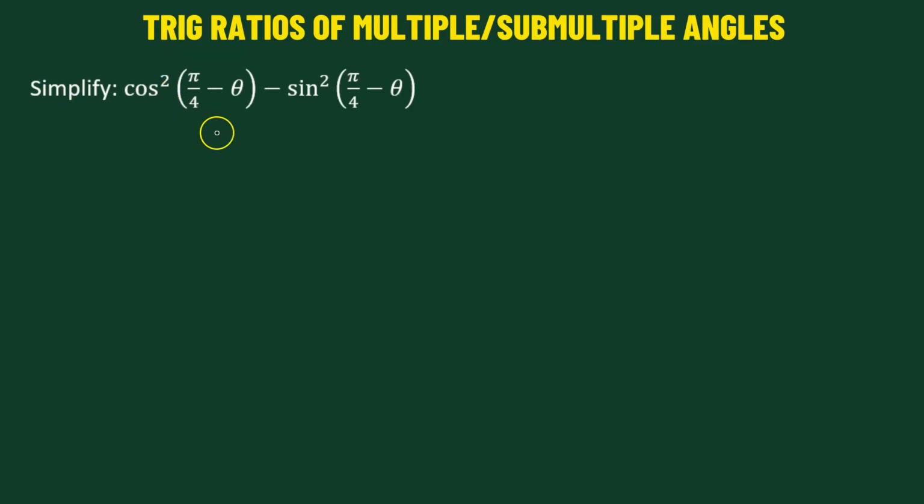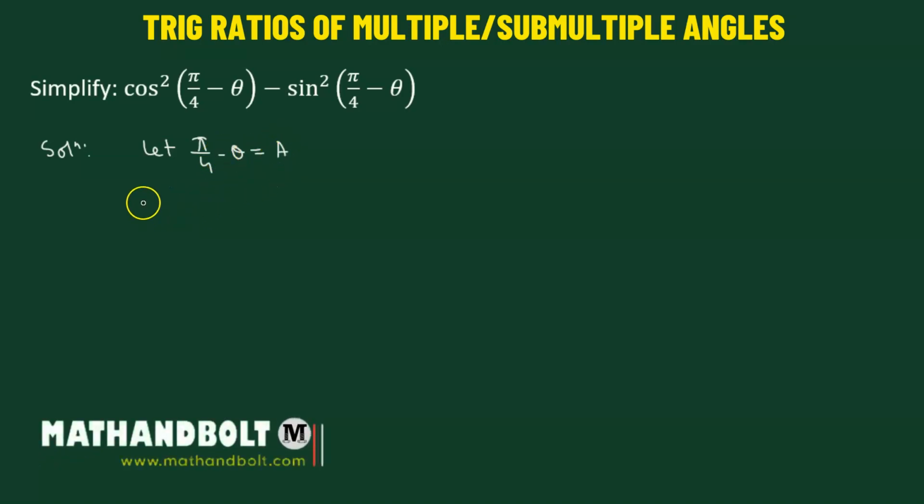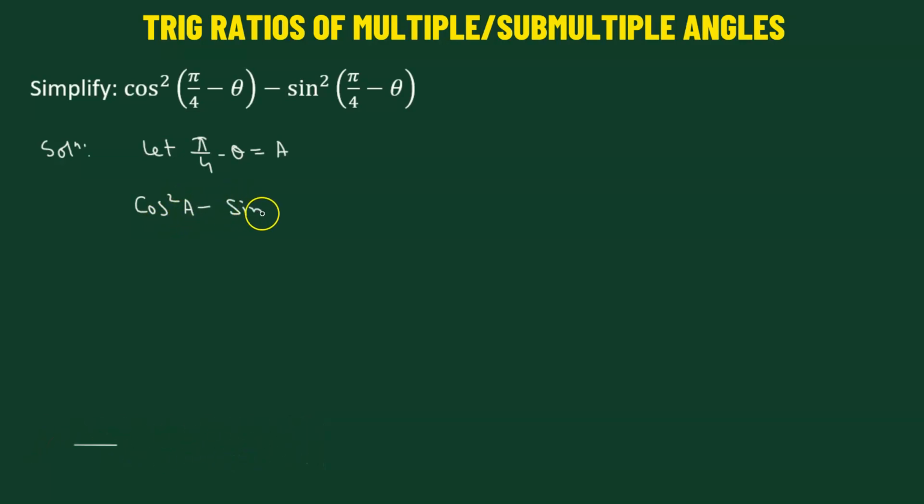So in this problem, we need to simplify the given trigonometric expression. So let us begin. Let's begin by first supposing that pi over 4 minus theta is equivalent to a. That means our expression becomes cosine squared a minus sine squared a.